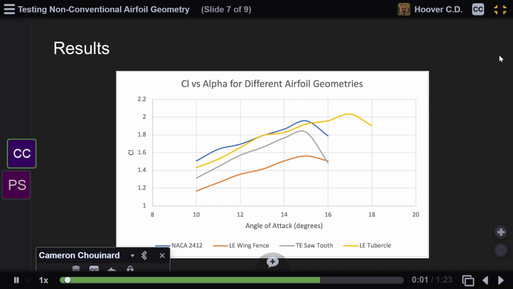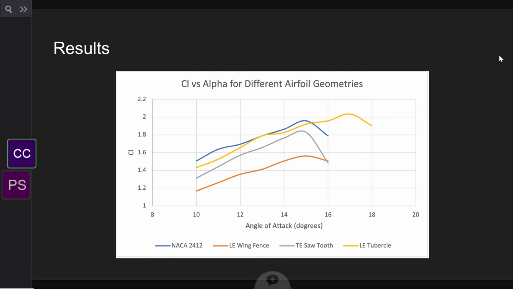The coefficient of lift versus alpha curves were plotted and shown here. The leading edge tubercle showed the highest stall angle at about 17 degrees. At this point, it had the highest coefficient of lift of any of the airfoils. The next best performing airfoil was actually the control NACA 2412 airfoil.